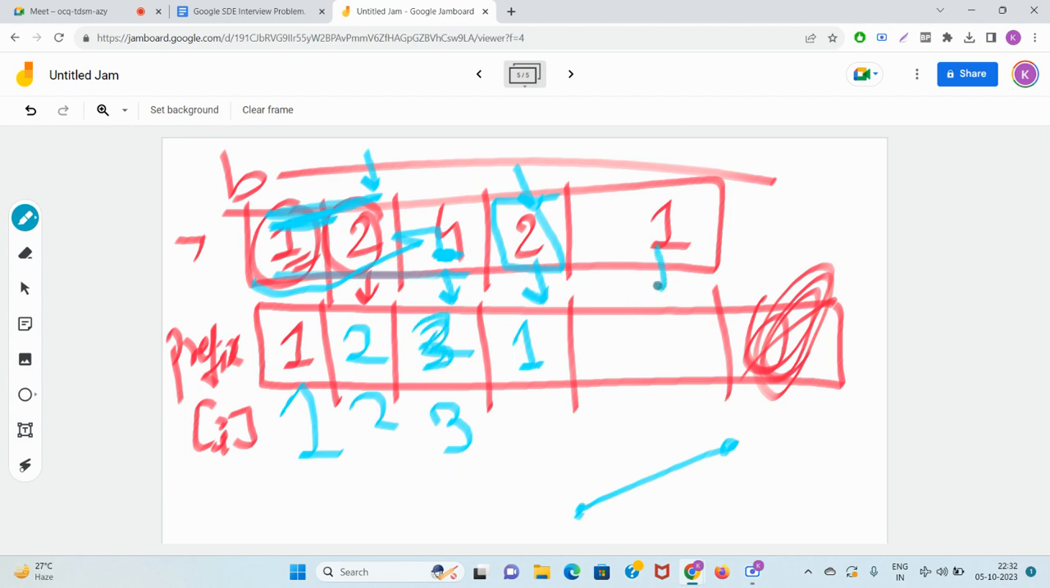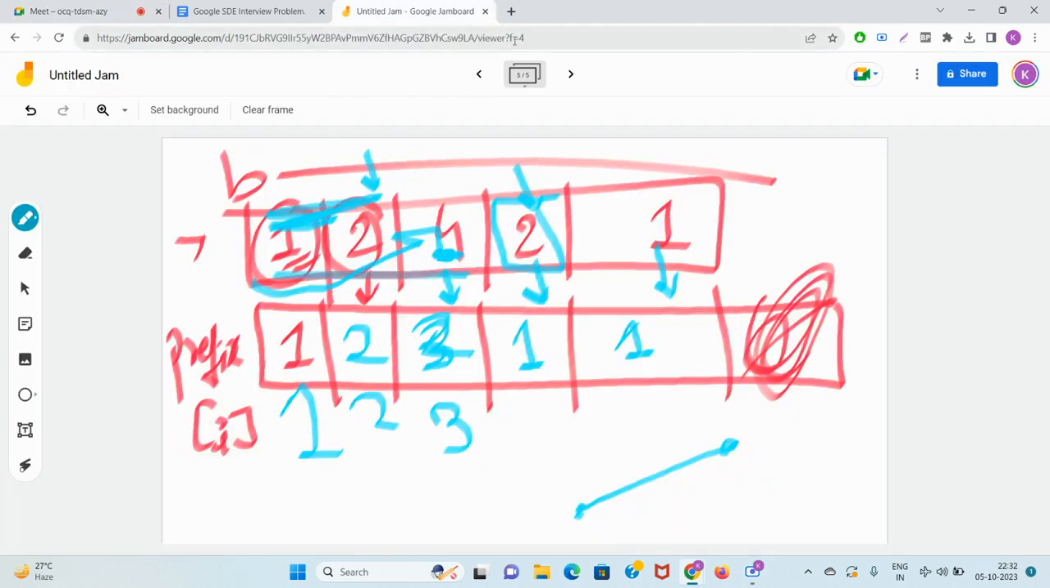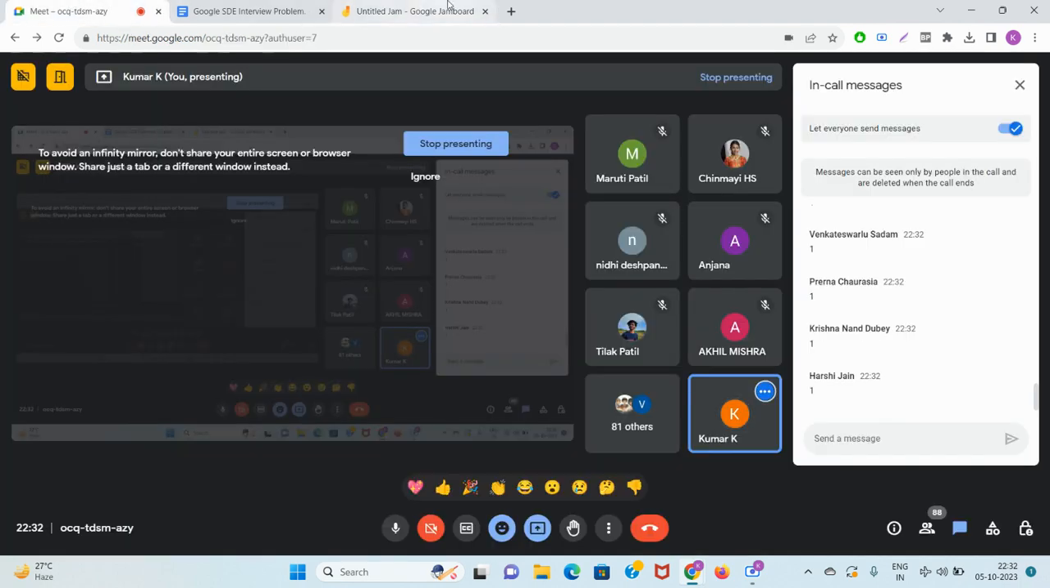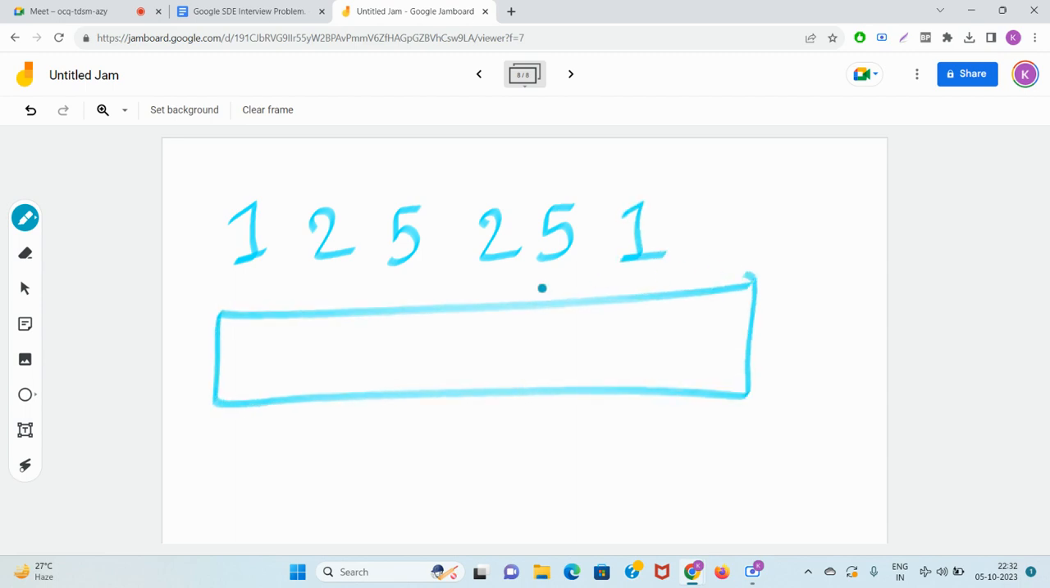Okay. Similarly, what will be the answer for this? The answer for this will also be 1. Guys, now I will be giving you another example. You guys have to tell me the answer, okay? 1, 2, 5, 2, 5, 1. Guys, fill the prefix array for me. The prefix array should tell me the longest increasing subarray ending at that index.